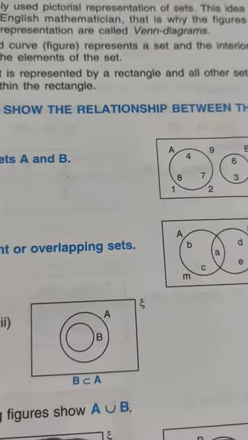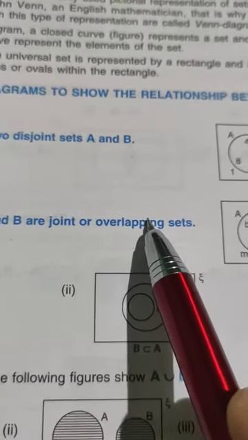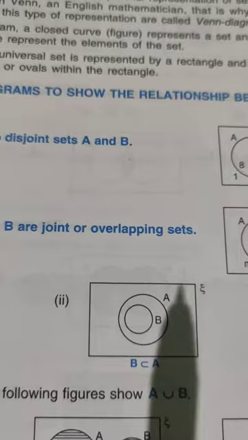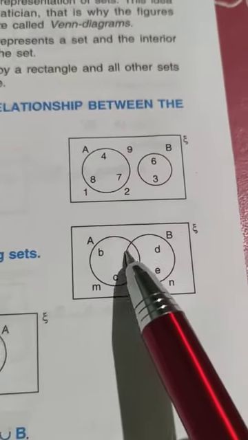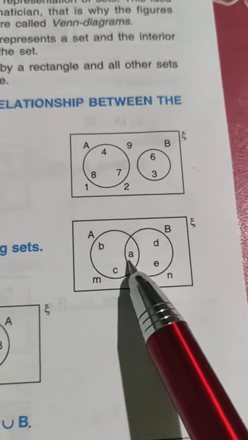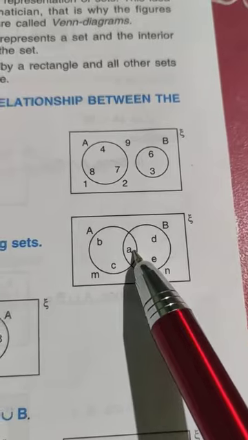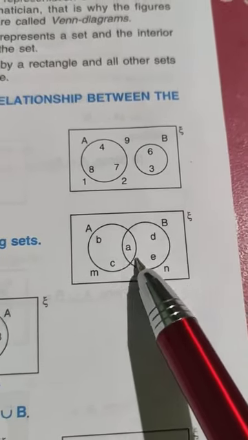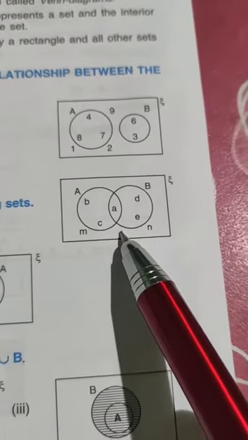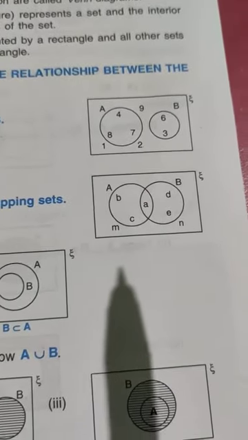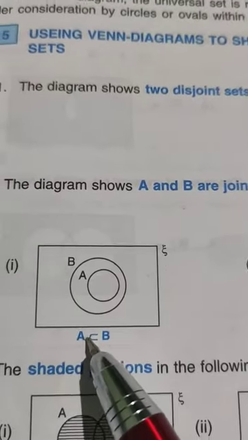Okay. Second, the diagram shows A and B are joint or overlapping. Joint sets means there is something common in both the sets A and B. What is common in both the sets? So this part is the common part. A is present in A set also and A is present in B set also. So this part is known as the common part. So this is called joint sets, or you can say overlapping. Clear?